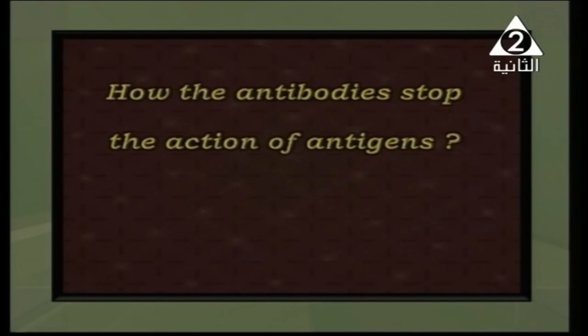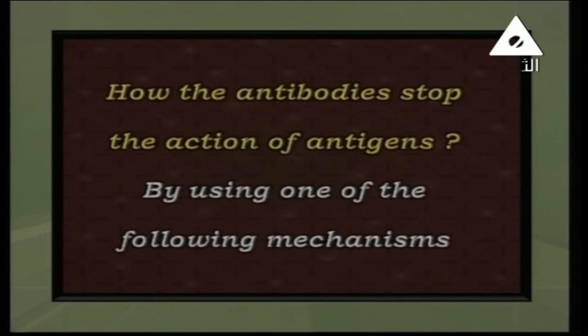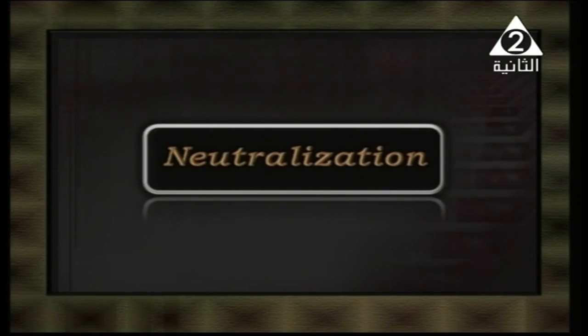And after that, we need to know how the antibodies stop the action of the antigen. Well, remember here, we have 2 or 3 different mechanisms for stopping the action of the antigens. How do the antibodies stop the action of the antigen? Okay, the first mechanism, number 1, neutralization. And from the title here, neutralization, so we have something that will be neutralized. Okay, we're going to neutralize something, maybe by a chemical or something like that.